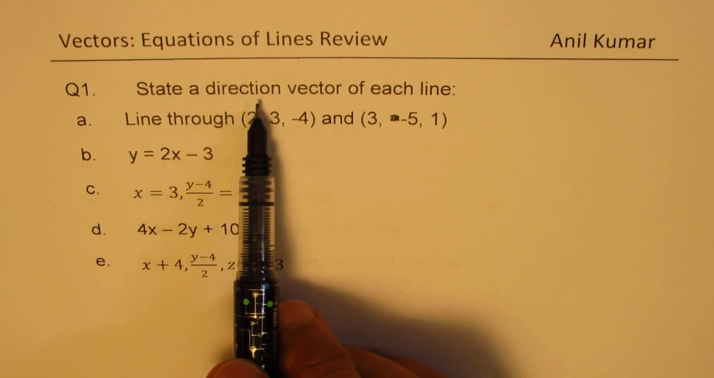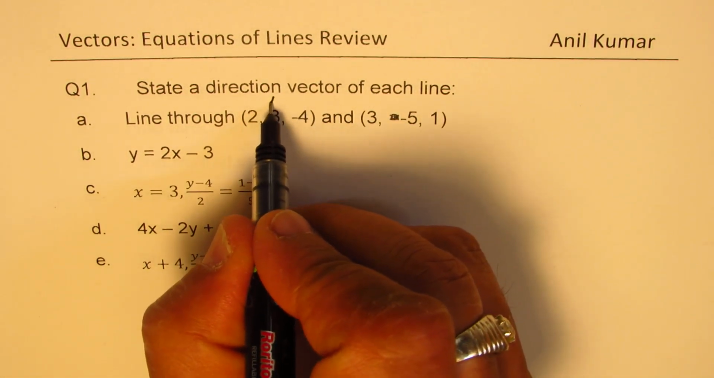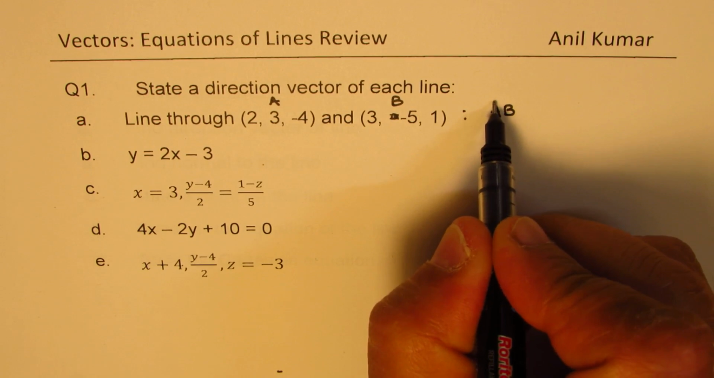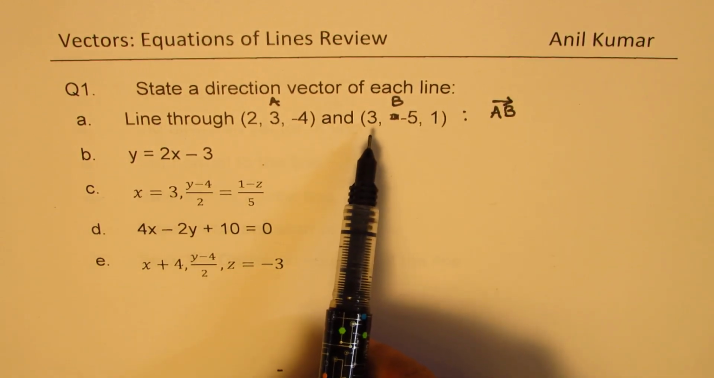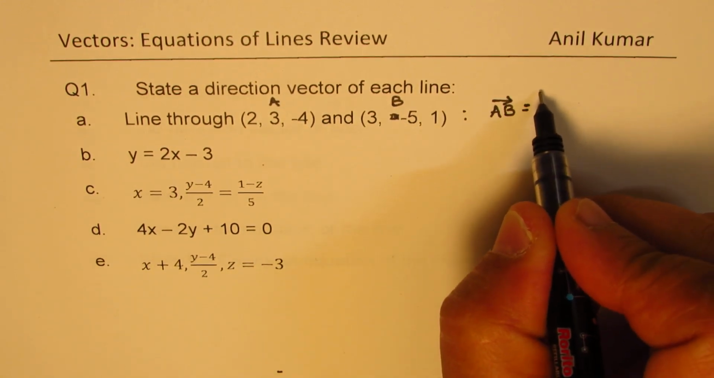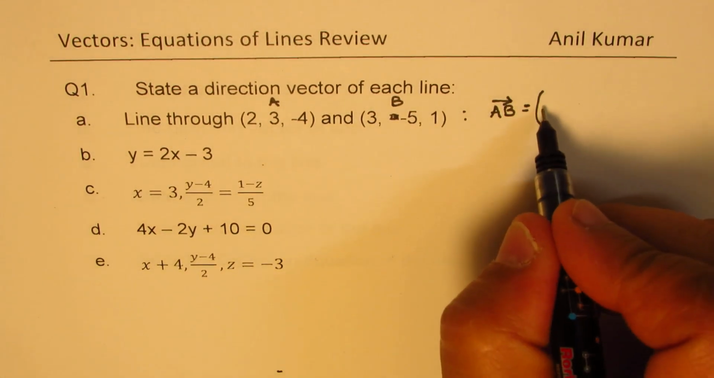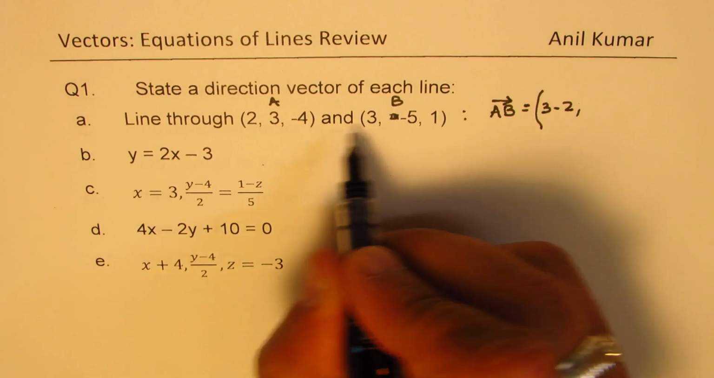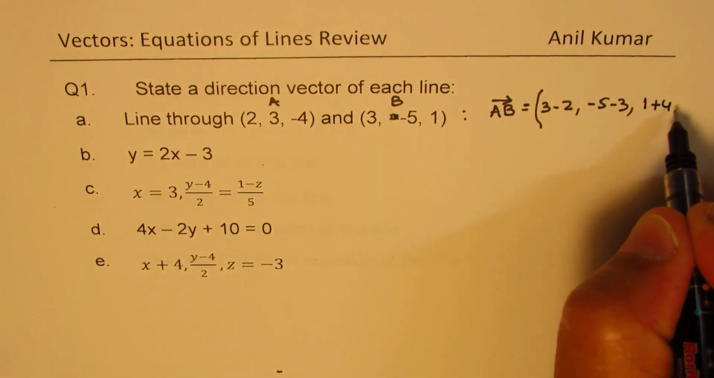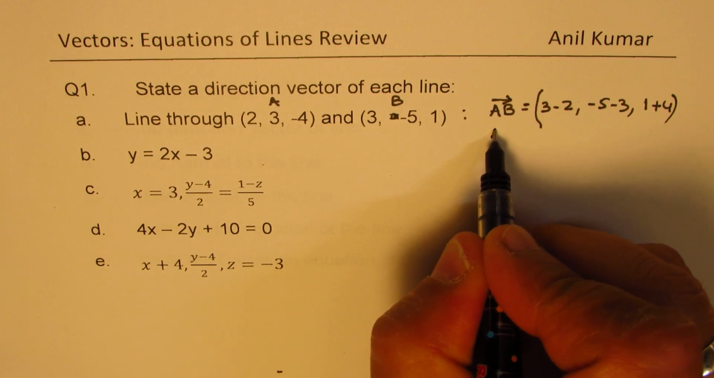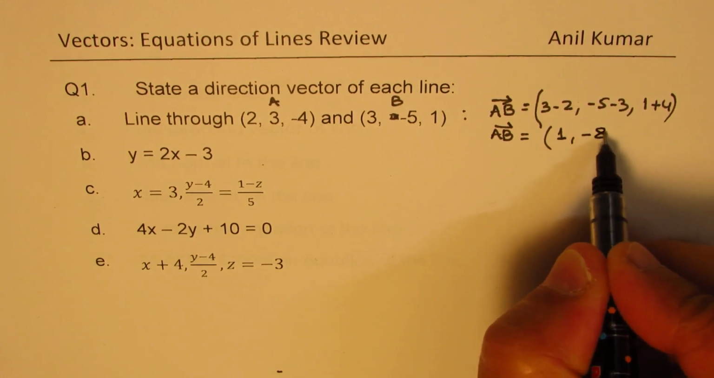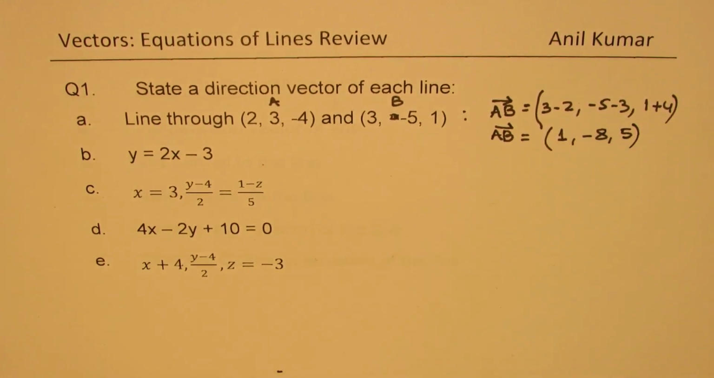The very first one, we need the direction vector. So let's say the points given to us are A and B. We want the direction vector for the line which goes from A to B. The direction vector will be the difference of their corresponding values. So that direction vector will be 3 minus 2, minus 5 minus 3, and 1 minus 4, which is minus 4, it becomes plus. So we can write this direction vector from A to B as (1, -8, 5). So that will be our answer.